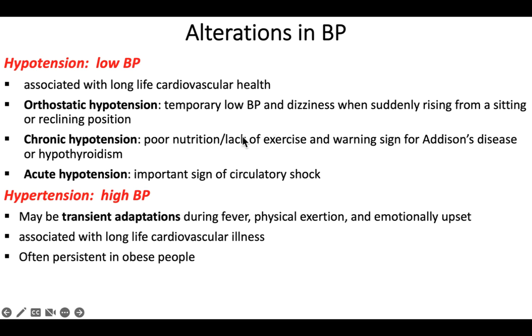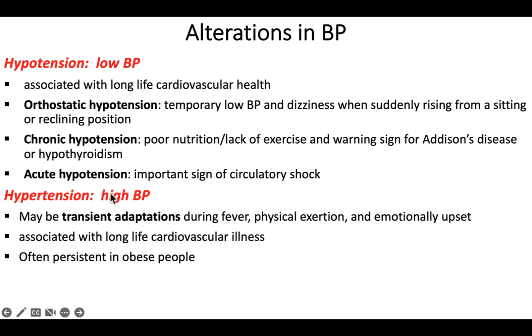Nutrition, you could treat this even with just consuming more salt. Salt will actually raise your blood pressure. It could also be a warning sign of some other things like Addison's disease and hypothyroidism. Acute hypotension could occur during circulatory shock. Maybe someone's bleeding. If you lose blood, your blood pressure can drop pretty quickly.